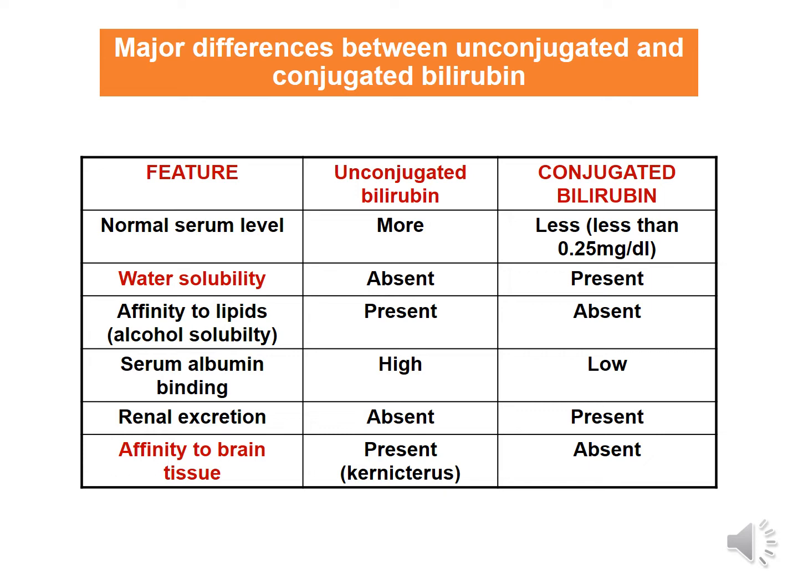There are some differences between unconjugated and conjugated bilirubin. So, unconjugated bilirubin is at a higher concentration. Conjugated bilirubin is water soluble. Unconjugated bilirubin is soluble in lipids. Unconjugated bilirubin is bound with serum albumin. Conjugated bilirubin is excreted by the kidney, and unconjugated bilirubin has affinity to brain tissue.